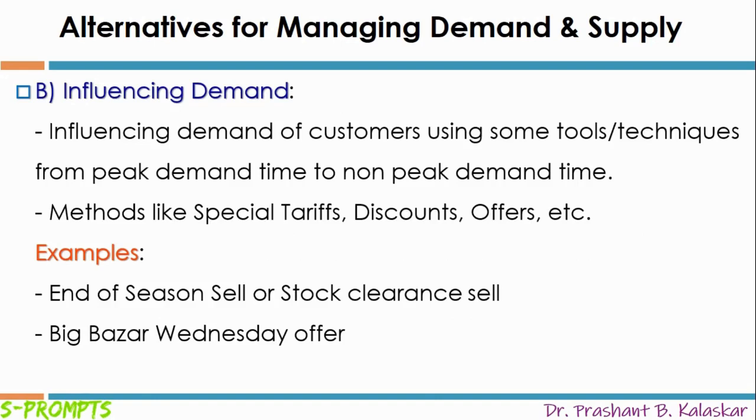Now let us understand how influencing of demand can be done. In this method, customer demand can be influenced from the peak demand period to the non-peak demand period by using some tools or techniques. The different methods that can be used are offering special tariffs, discount offers, etc. For example, an end of season sale or stock clearance sale by shopping stores can pull a rush of people who are planning to make purchases for festivals and also wish to avail the big discount. These people can prepone their purchase decision and may buy products in the stock clearance sale. Thus, the festive rush can be lowered to some extent, or even additional business can be possible.